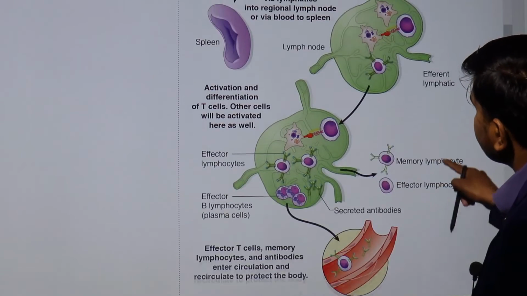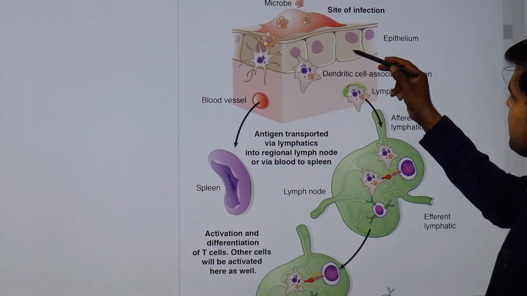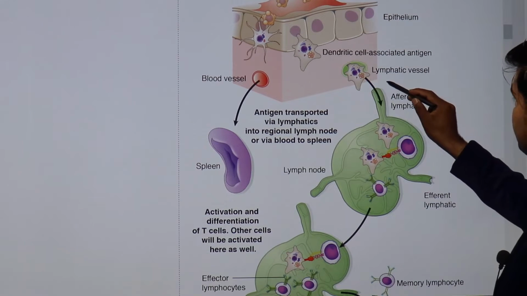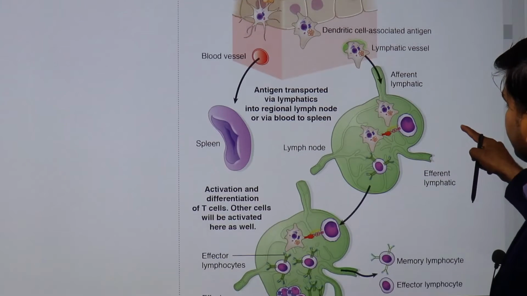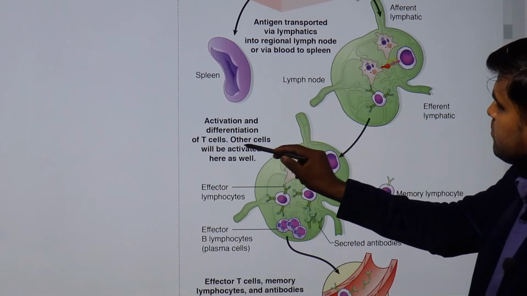So you have to understand the same thing. So the macrophage is, so there is the microbes infection over there, that is drained by the dendritic cell associated antigen through the lymphatic vessel. Afferent lymphatics goes to the lymph node. In the lymph node, there will be what? Activation and differentiation of the T cell.